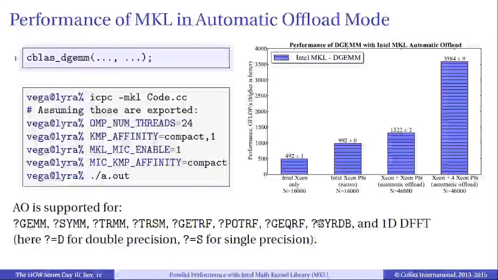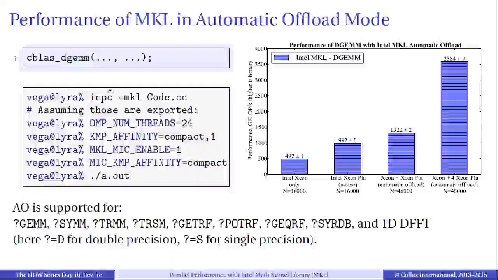Having shown the potential performance benefits, I want to show the potential performance benefits in the automatic offload mode. In the automatic offload mode, you will write your application as if it knows nothing about Xeon Phi. And then you will call MKL functions from the body of the code. And if you compile it with -mkl and you set a certain environment variable, then at runtime, automatic offload will happen. So here I'm benchmarking double precision general matrix-matrix multiplication.